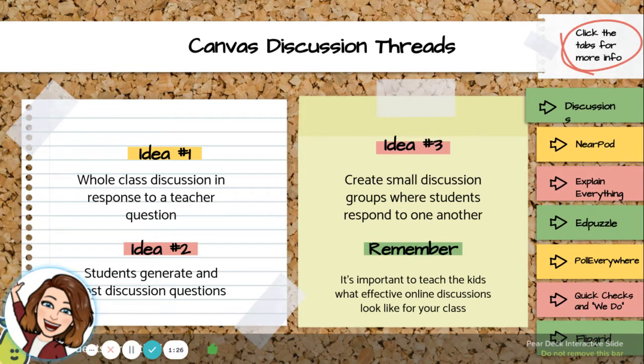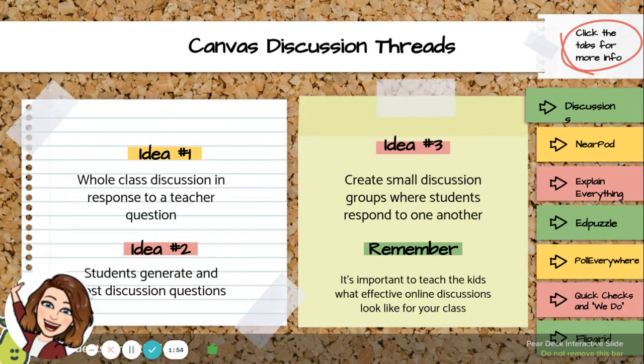For our second idea, you could have students generate those questions and post discussion threads and talk to those student-generated ideas. The third thing you could do is create small discussion groups with the students. So split them up and have them discuss with each other in that discussion thread, either to a student-generated question or a teacher-generated question.